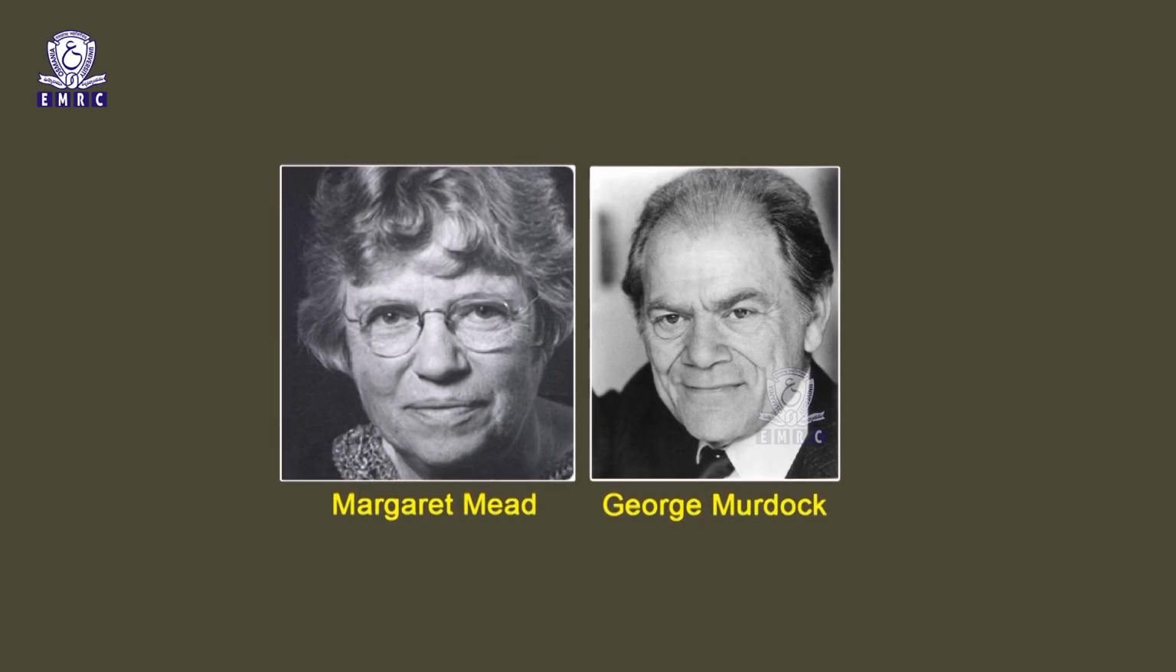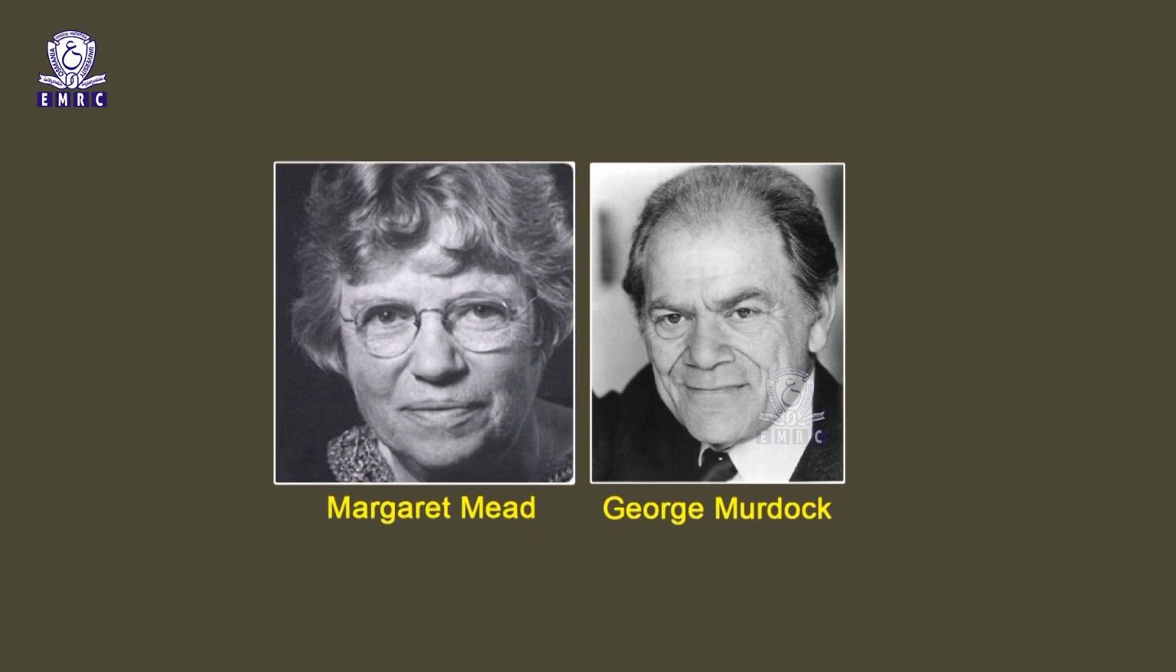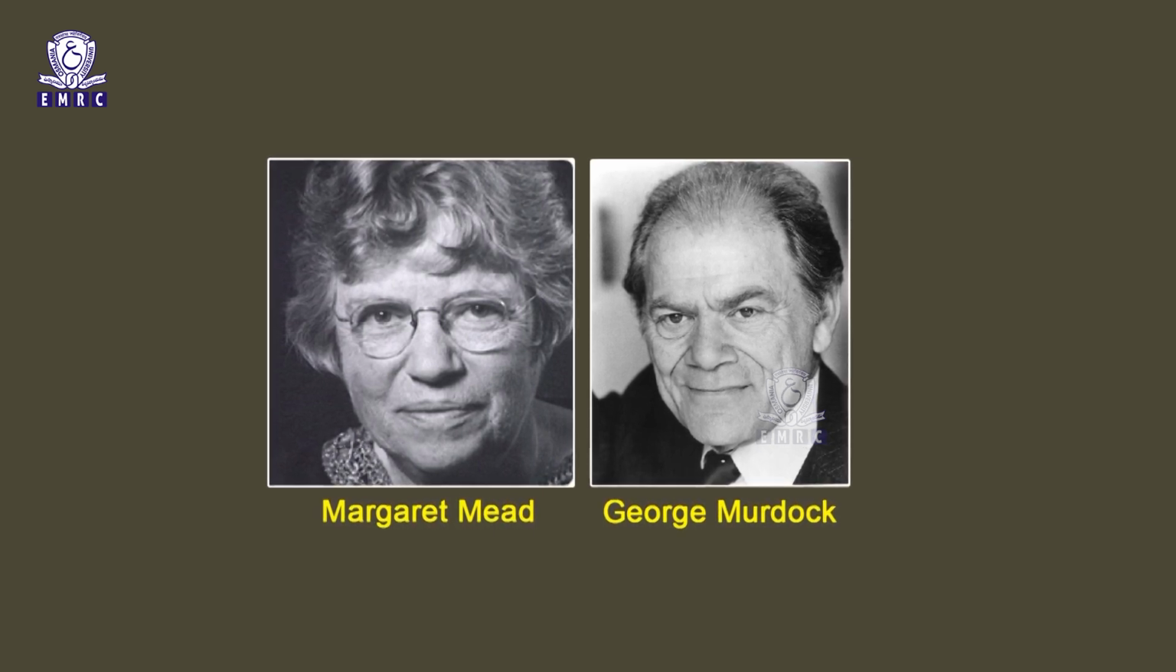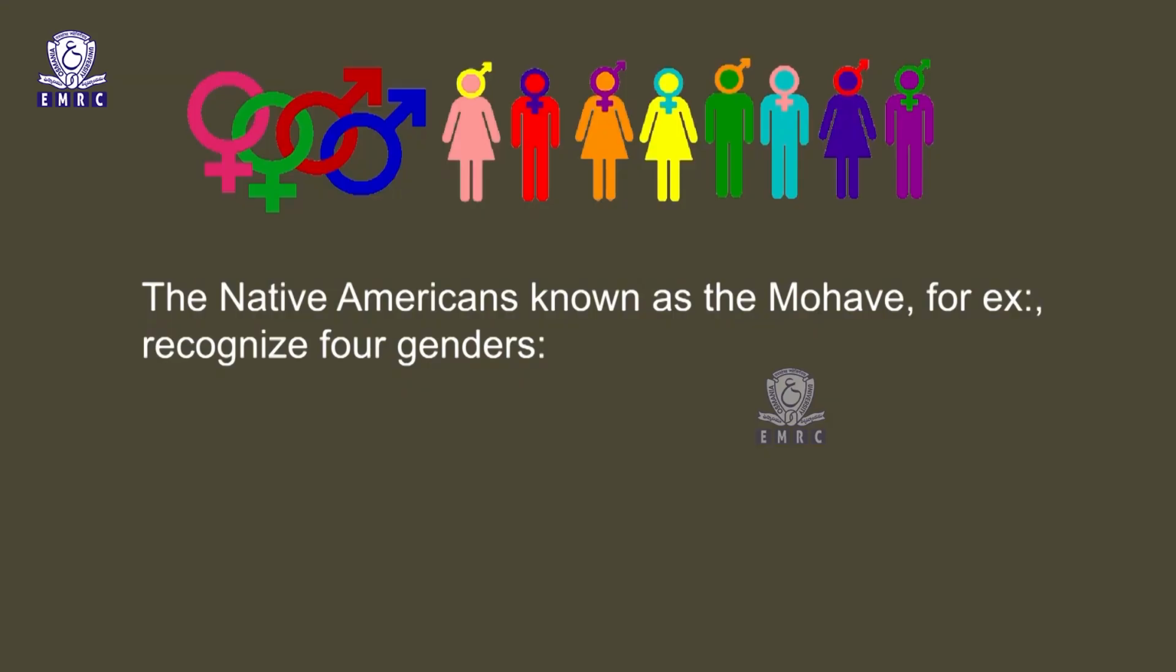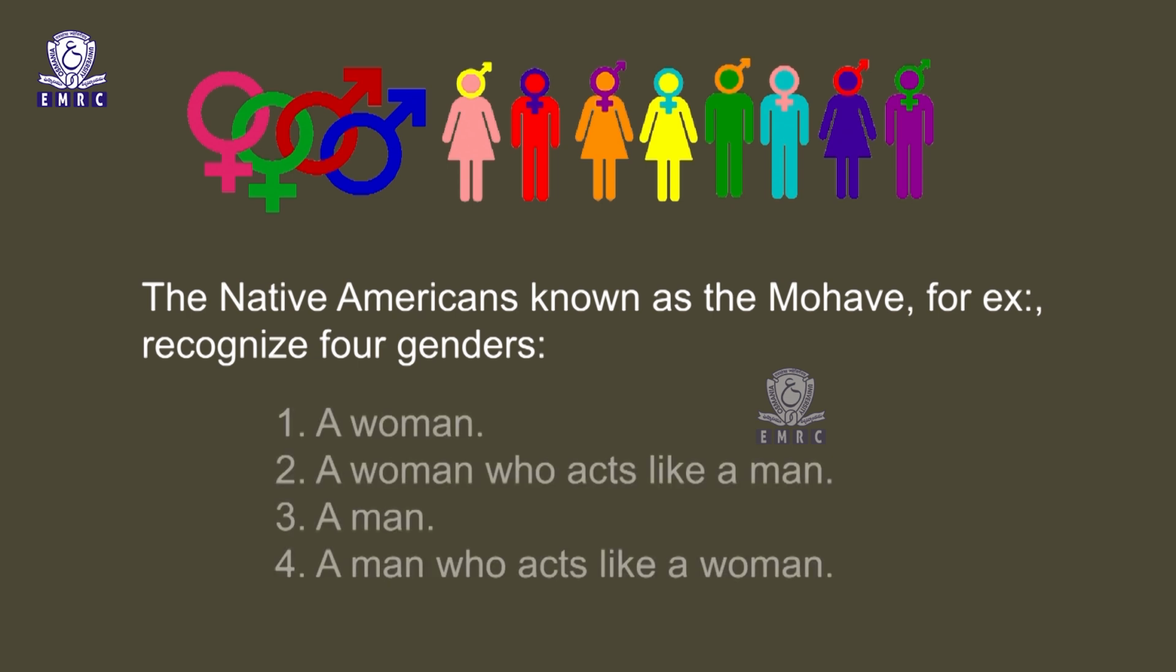Anthropologists, since Margaret Mead and George Murdock, both belonging to the American Anthropological School, have continued to investigate cultural differences in gender. Some of their most interesting findings concern gender and sexuality, which is included in the works of Morgan, Brettell and Sargent. Although all societies distinguish femaleness and maleness, additional gender categories exist in some societies. The Native Americans known as Mohave, for example, recognize four genders: a woman who acts like a man and a man who acts like a woman.